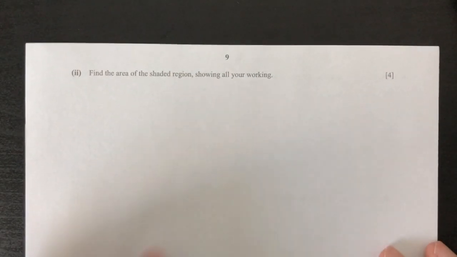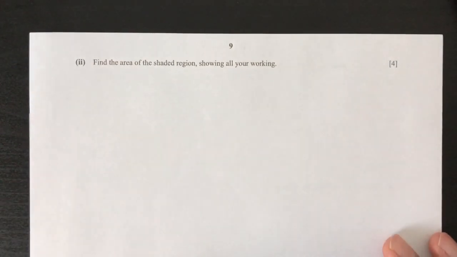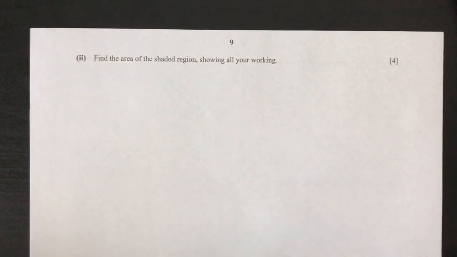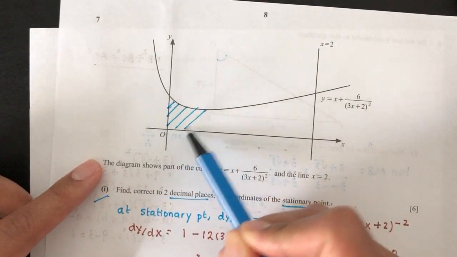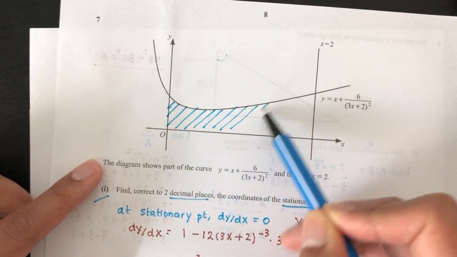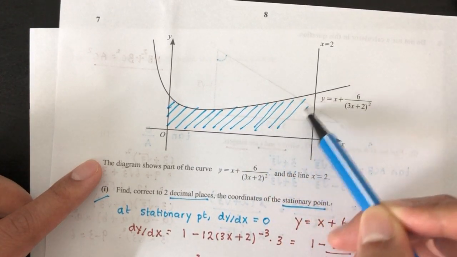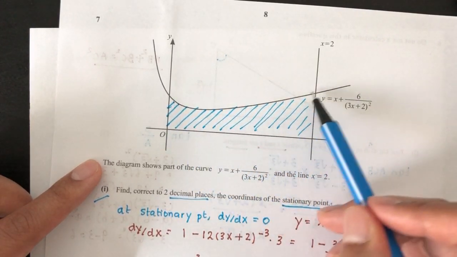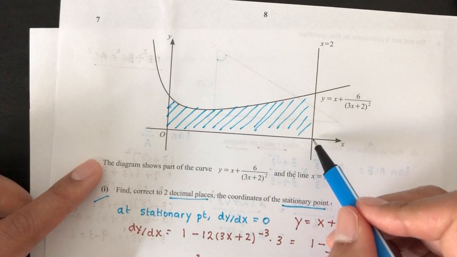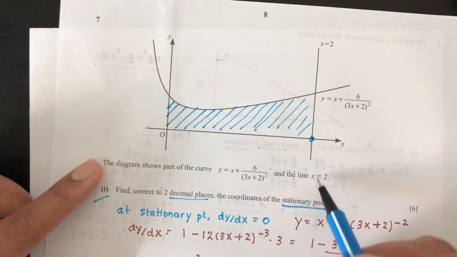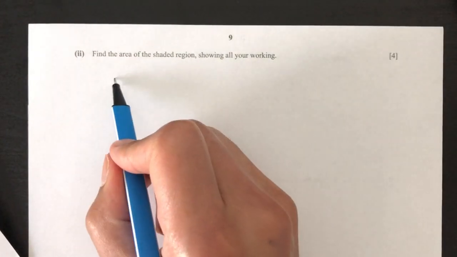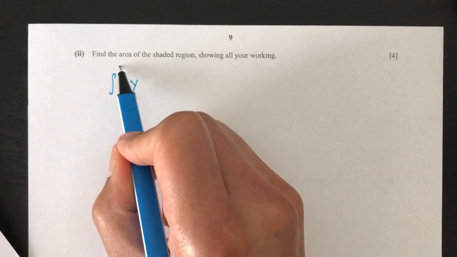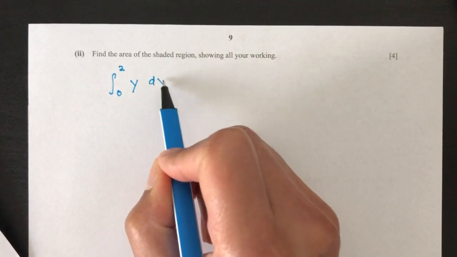Now for part 3, we have to find the area of the region and show all your work. So in the question here you will have this as your area that you need to find. Okay, so to find this area is pretty easy. You just have to find the area under the curve between this and this. So what is this point? X equal to 2, that will be 2. 0 and 2. Okay, let's do that. So we have to integrate y from 0 to 2 by dx.